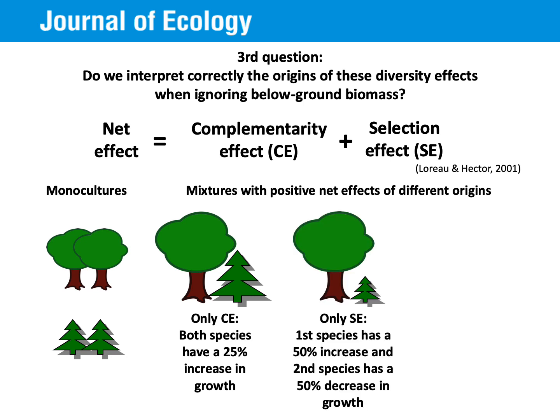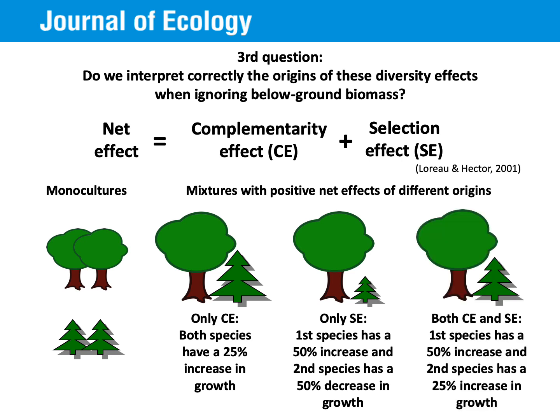If the high-yielding species is the only one benefiting from being within the mixture, while the low-yielding species has a decrease in growth, this means that the positive net effect is mainly associated with the dominance of the high-yielding species. We call this a selection effect. Finally, it is also possible for both complementarity and selection effects to play a role.